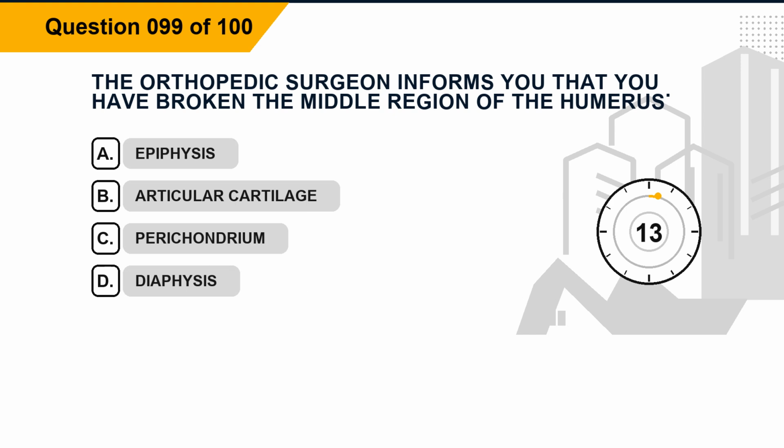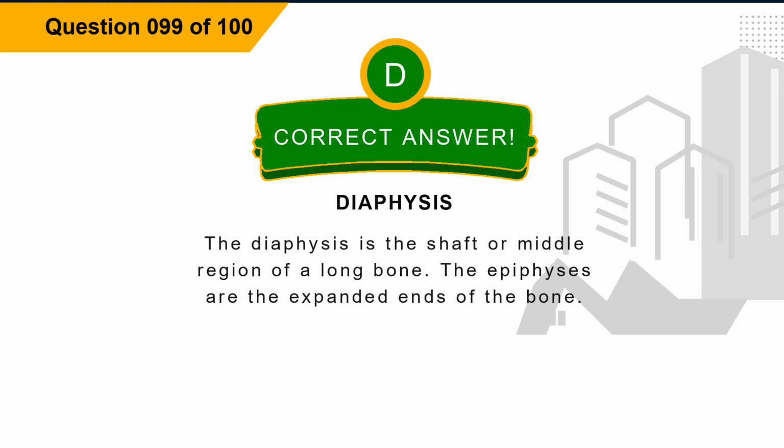Question 99. The orthopedic surgeon informs you that you have broken the middle region of the humerus. Option A. Epiphysis. Option B. Articular cartilage. Option C. Perichondrium. Option D. Diaphysis. The correct answer is option D.